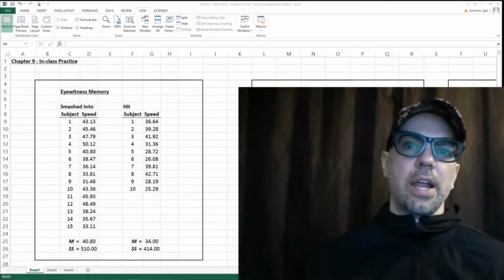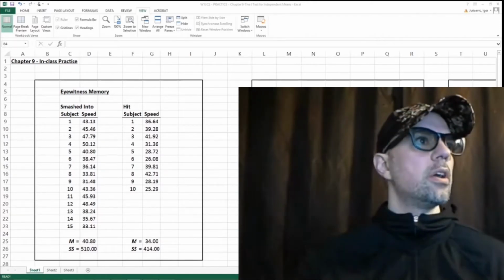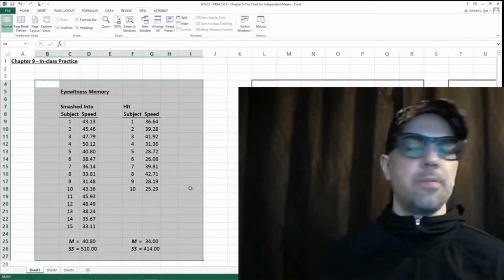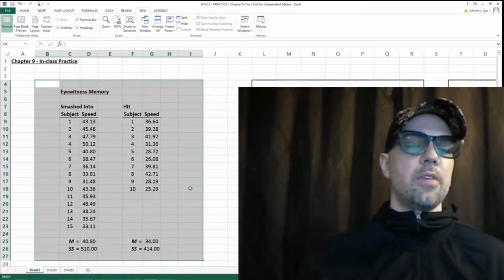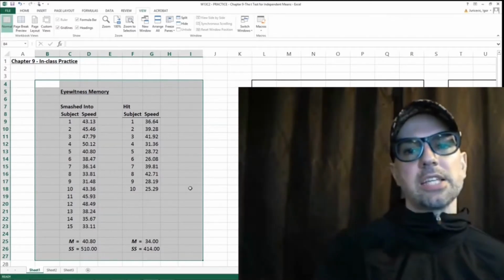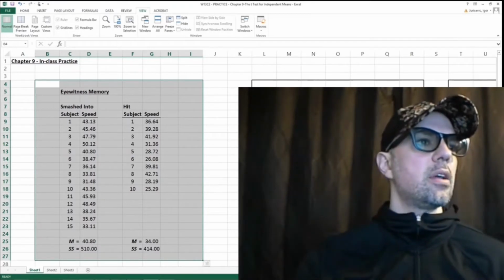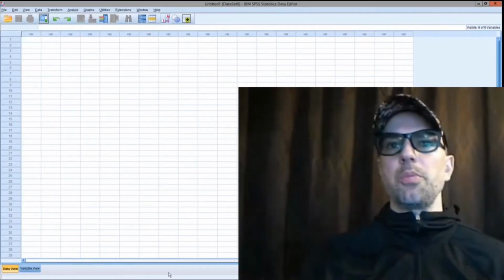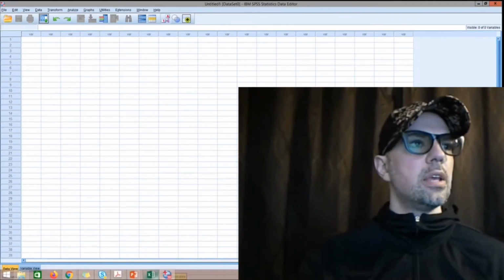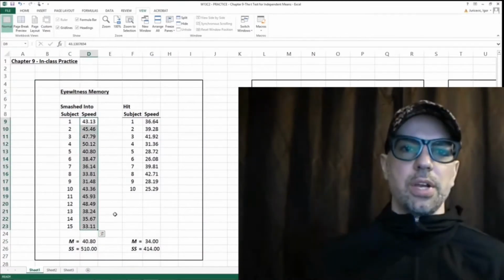So if you haven't already, download the Excel file. This is what you're looking for, this eyewitness memory data. Download the Excel file, and if you also haven't already, pause the video and open up SPSS in IU Anywhere. I already have mine ready to go. So if you need to, pause the video. Otherwise, let's begin.